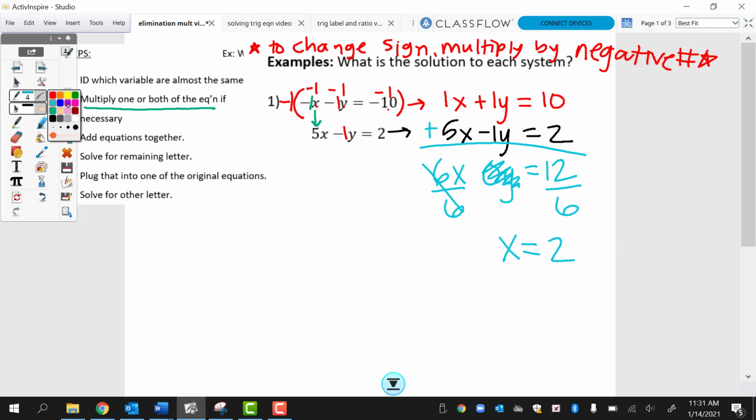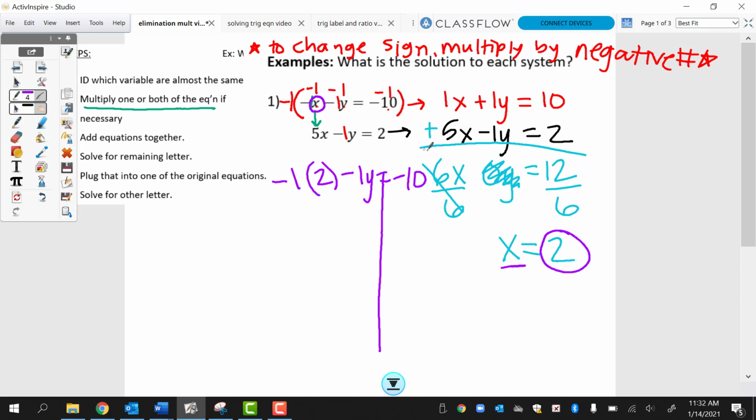So now that I have a number for x, I'm going to plug it in. Now, am I going to plug it into one of the ones that I wrote? No, I'm going to plug it into one of the ones that was already typed that they gave me in the question. So I'm going to plug it in where the x is, and I usually plug it into the first equation. We said that was kind of our little rule, so I'm going to plug it in there. So I have negative 1 on the outside, parentheses, now I'm plugging in a 2, minus 1y equals negative 10.